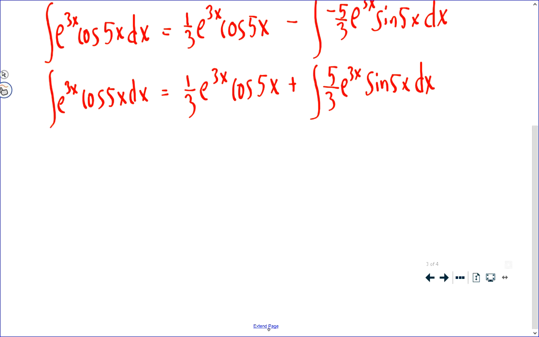Okay, now we're going to apply integration by parts to the integral that's on the right. I'm going to choose u equals sine of 5x. Remember my advice from yesterday and earlier today in this short video, that if you choose the trigonometric part as u in the first round of integration by parts, continue to use the trigonometric component for the second part. If I choose sine of 5x for u, that means dv must be everything else, which is 5/3 e to the 3x dx.